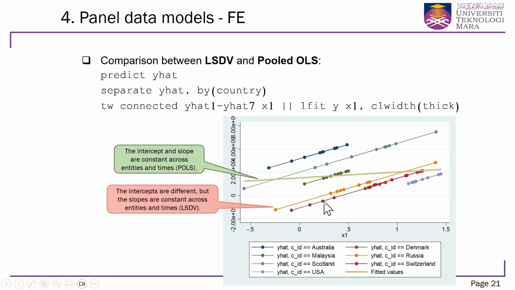And we compare these fitted lines of LSDV to the fitted line of pooled OLS here. So we know that this pooled OLS fitted line is much less steep, indicating the incorrect estimates of the relationship between x1 and y if we ignore the presence of the unobserved heterogeneity factor.